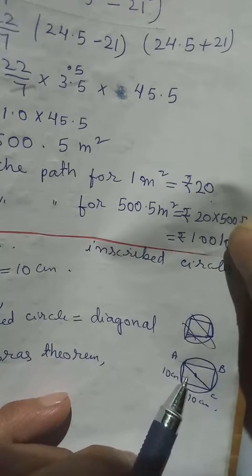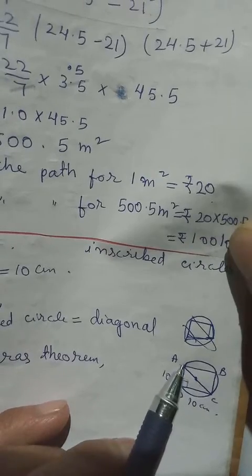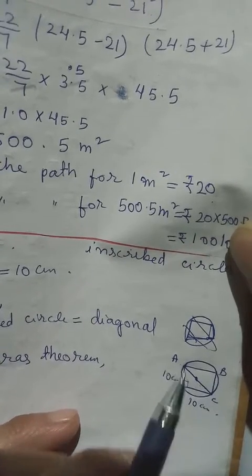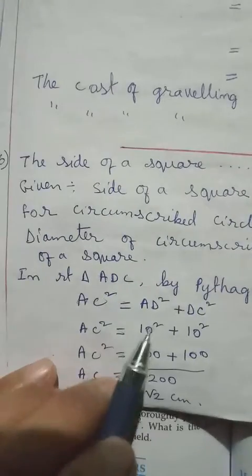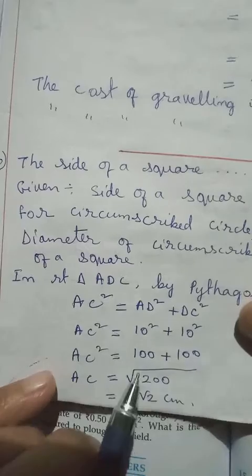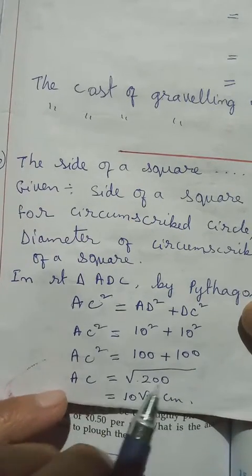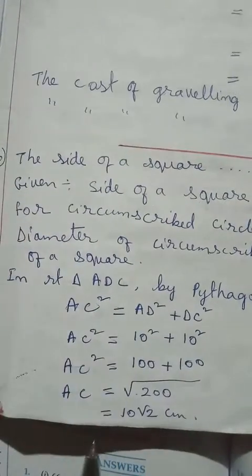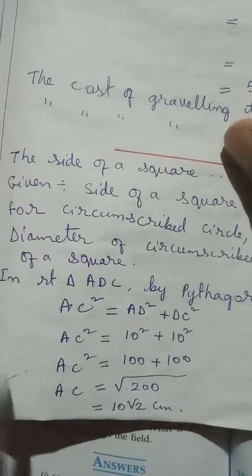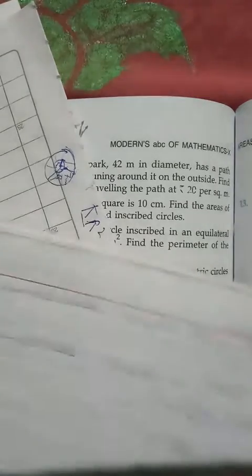Then this angle we know is 90 degrees, the angle of a square. So we can apply the Pythagoras theorem. So AC square equals AD square plus DC square. AC we don't know, let it be there. AD we know is 10, square here also. So 10 into 10, 100. 100 plus 100, 200. If we split it, then 10 comes out, root 2 there. So this is the diagonal. Then for the radius, we have to divide by 2. So 10 divided by 2 equals 5. So that means the radius is 5 root 2.